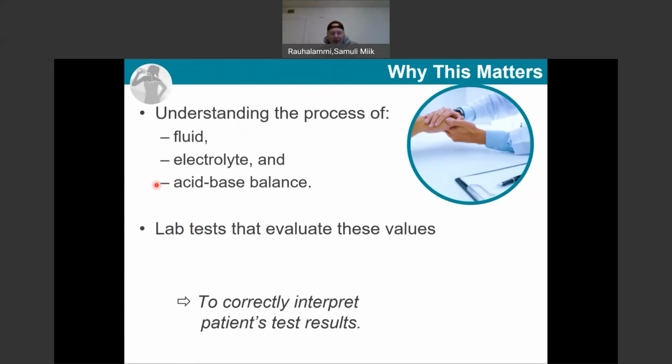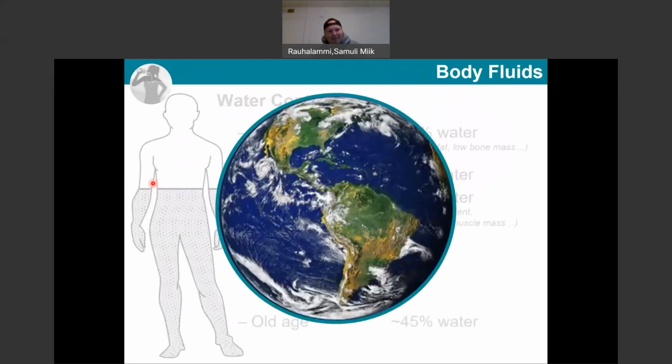And if any of these is not where it should be, that can result in the patient being very unwell, or in the worst case scenario, it could lead to death. So definitely, I think, an important topic for us to discuss.